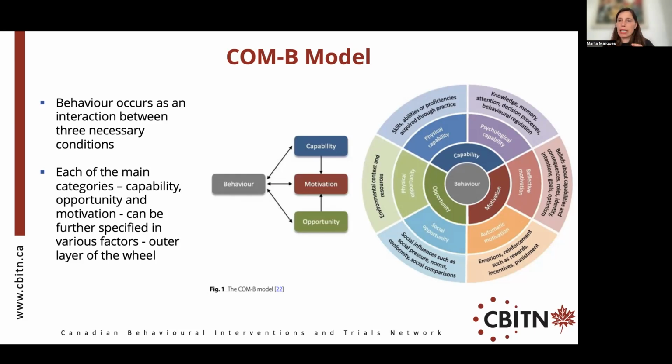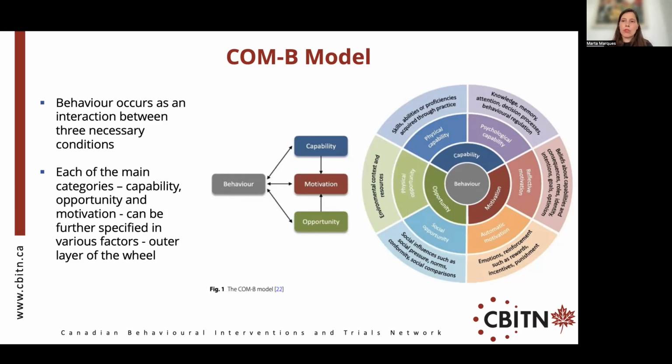You can see here in this other wheel, expressing the COM-B model in more detail, that each of these aspects related to capability, motivation, and opportunity are expressed at a more granular level in different constructs that fit within each of them. So for example, for psychological capability, we're talking about aspects related to knowledge, memory, attention, decision processes, behavior regulation. For reflective motivation, we're talking about beliefs about capabilities, intentions, goals, identity. If we move to social opportunity, we're talking about norms, social pressure, social influences. So all of these have different constructs that fit there.